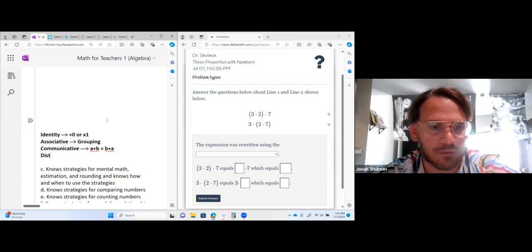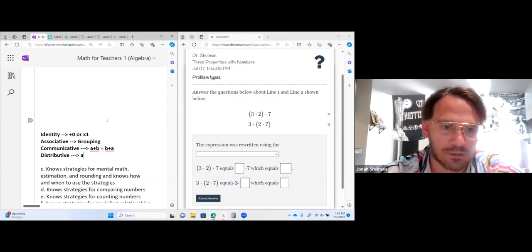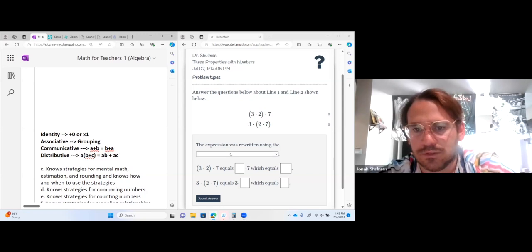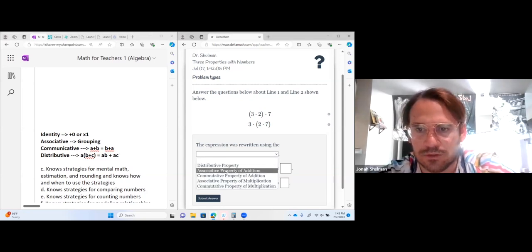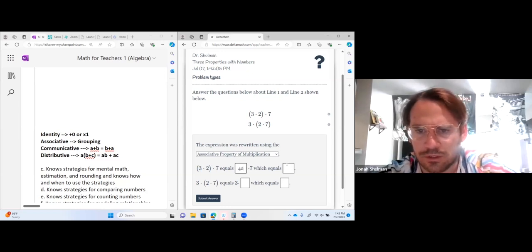The other one's distributive property. That is the only ones I really think you need. So a(b + c) is equal to ab + ac. All right, so this is using the associative property of multiplication. 3 times 2 equals 6, times 7 equals 42. And this is 14 times 3, which also equals 42. We did it.